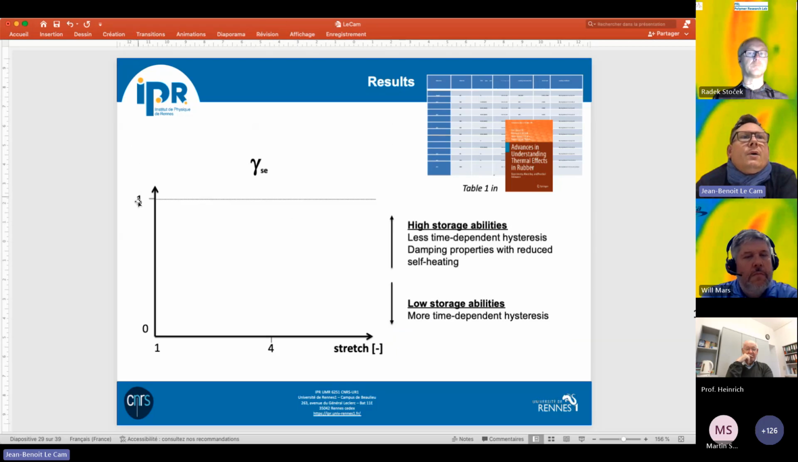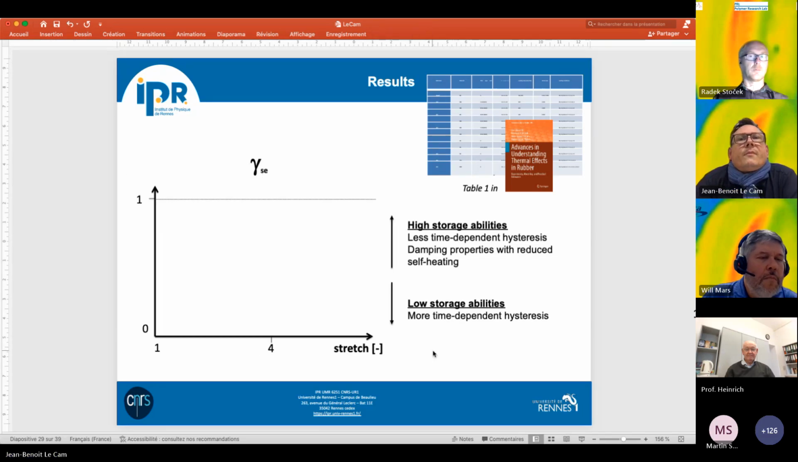So between 0 and 1, when the value of this coefficient is 1, you have high storage abilities of the material, meaning that you have less time dependency of the hysteresis, damping properties with reduced self-heating. And when this gamma SE ratio tends to 0, you have, of course, low storage abilities and more time dependency, more time dependent hysteresis, of course.